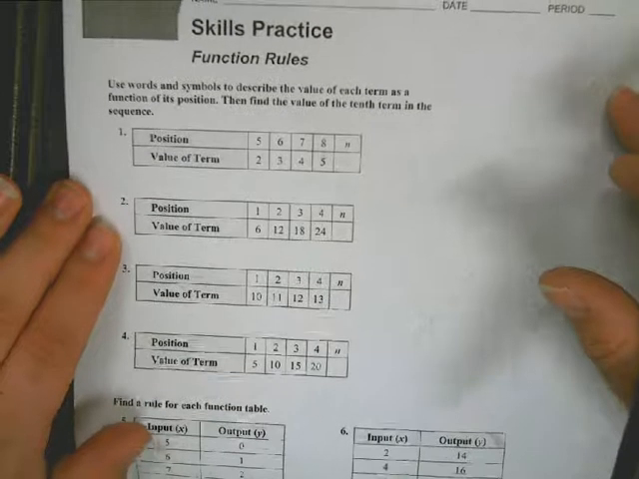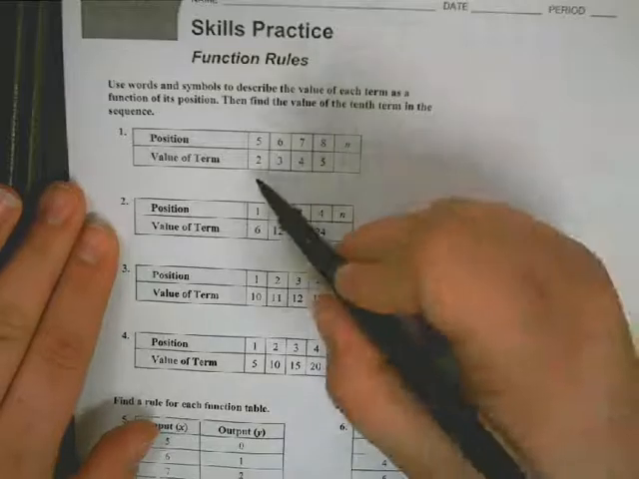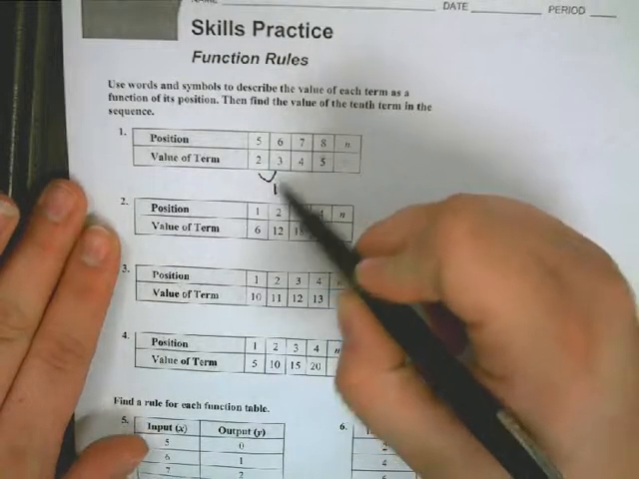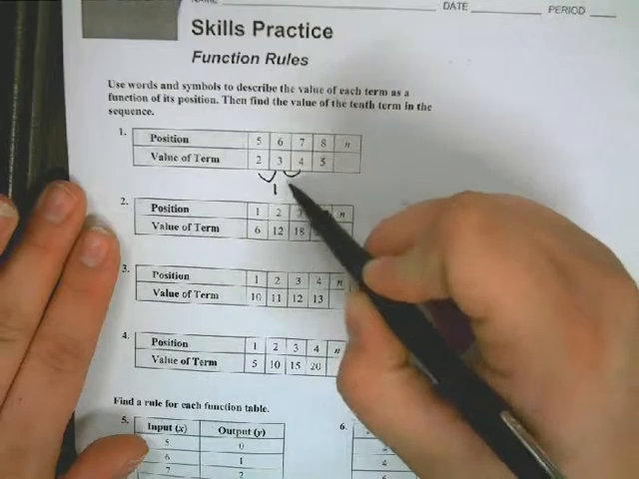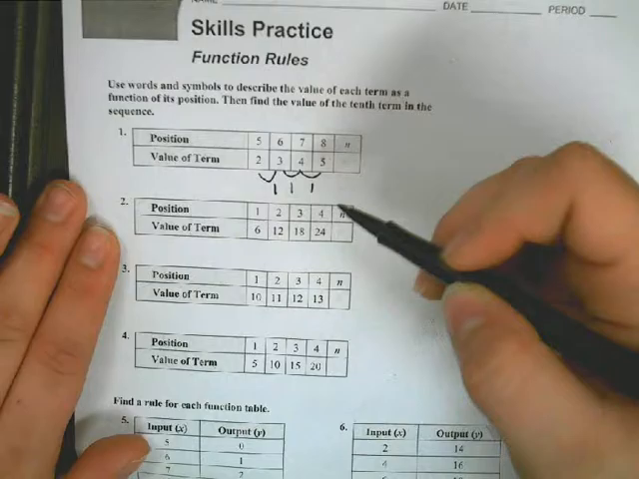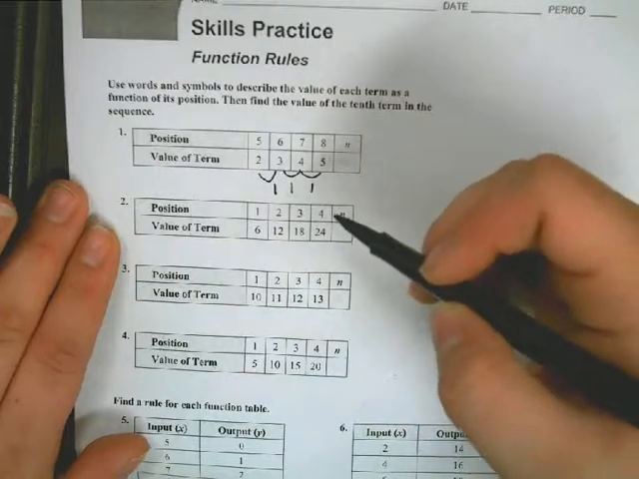So 2 to 3, what's it going by? 1. 3 to 4. 1. 4 to 5. Levante, you should be copying this down just like I am doing.